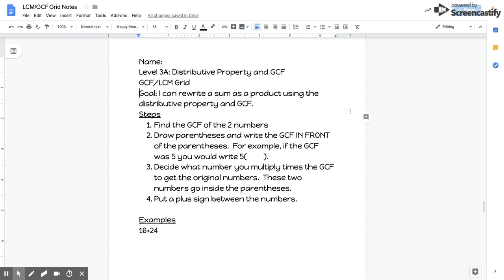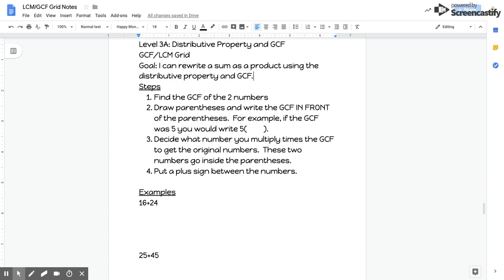This is your video for level 3A, the distributive property and the greatest common factor. So our goal today is: I can rewrite a sum as a product using the distributive property and the GCF. That probably doesn't make a whole lot of sense right now, but it'll make a little bit more sense after we go over it.